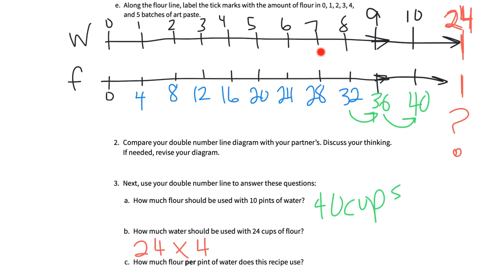So now we're looking at this relationship instead of the horizontal relationship. So I'm looking at the vertical relationship. And down here, since 24 times 4 is 96, that means I'm going to need 96. Oh, no, wait. Backwards. Check this out. It's how much water should be used with 24 cups of flour. Not this one. All of that is wrong.